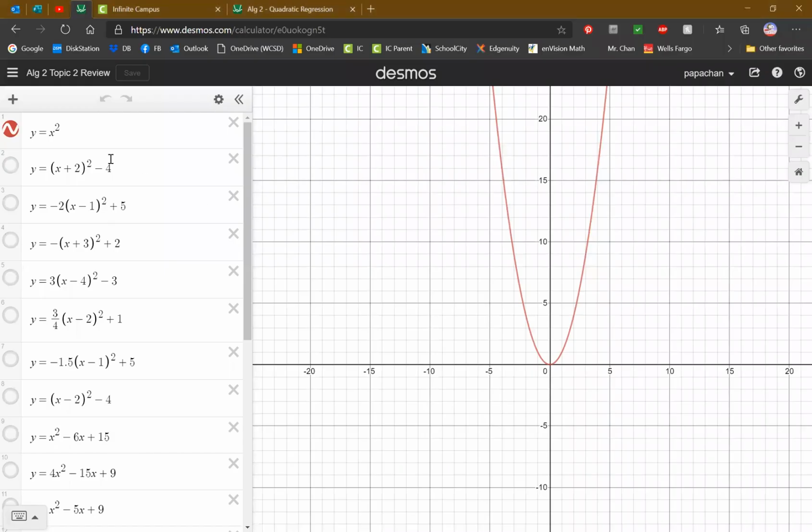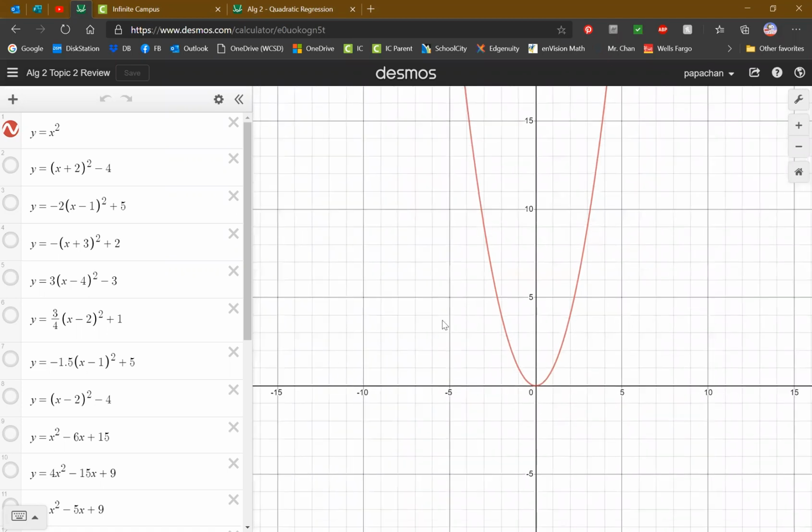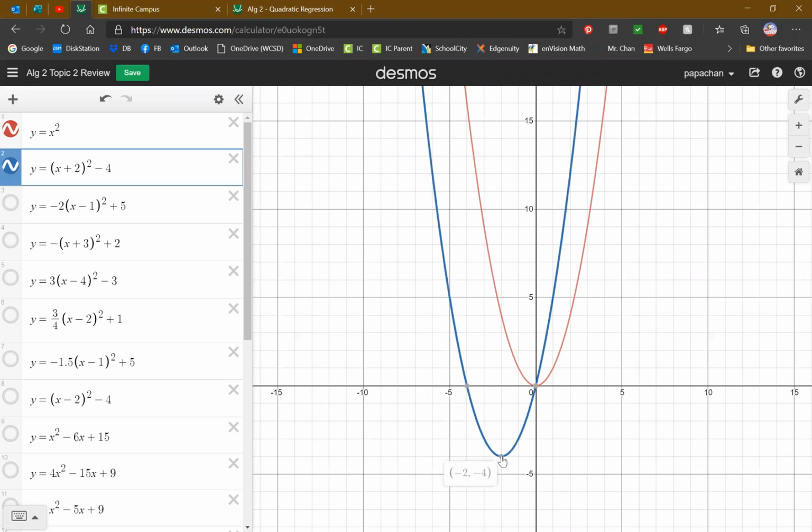Bam. We have our parent graph in red, as you can see. I can zoom in. You can see that right there. And I'm going to go ahead and click on number 8's value. Oh, there it is. (-2, -4) is my vertex. There it is, (-2, -4). Very good. How about number 9?